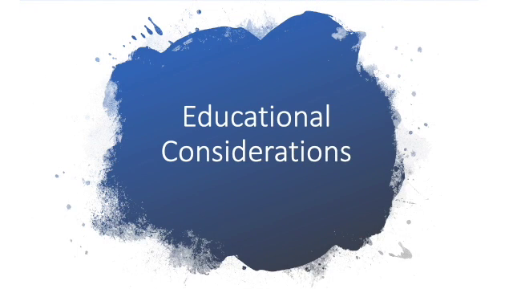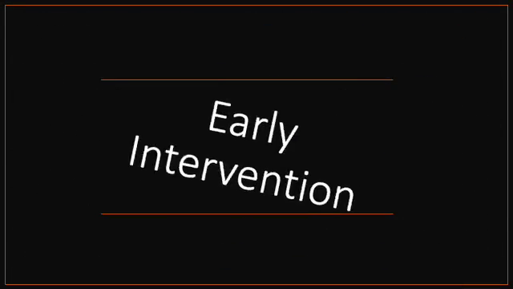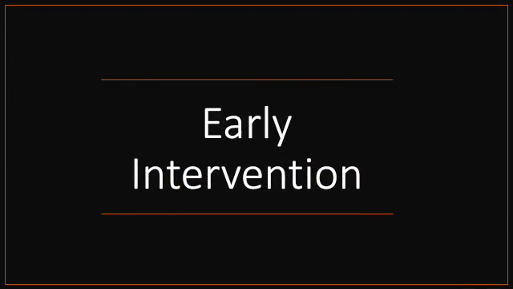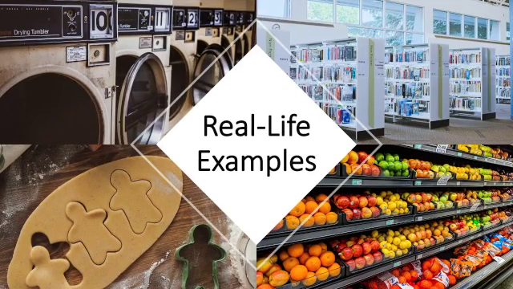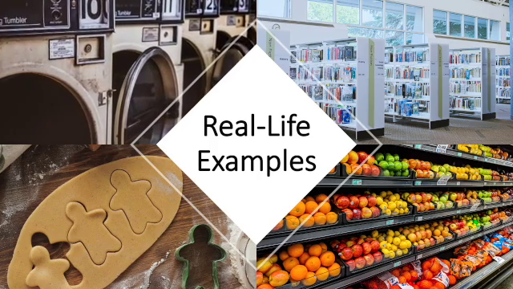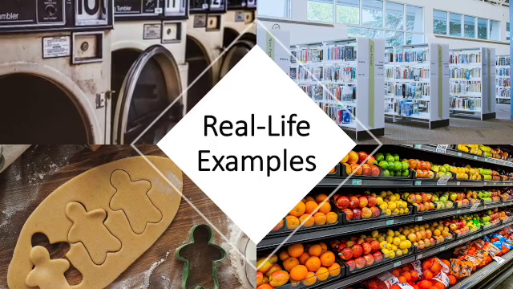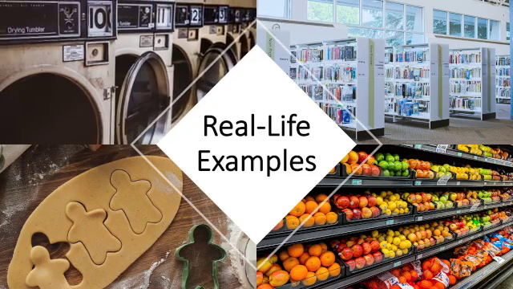Let's look at some educational considerations. Early intervention is crucial. The sooner we're able to find out if a child has an intellectual disability, the sooner we can help them overcome their difficulties and improve their skills. Whenever possible, try to use real-life examples, such as going to a laundromat so they can learn how to fold clothes, use the washing machine or the coins.